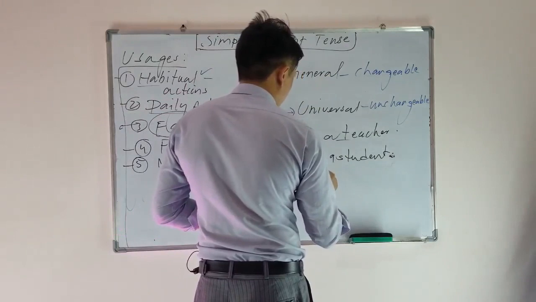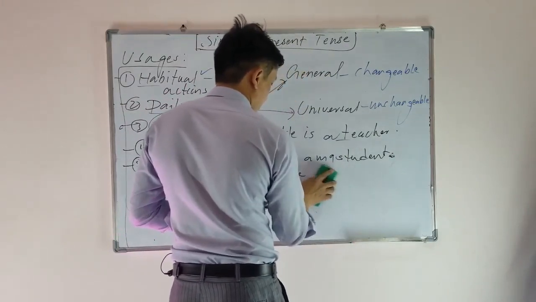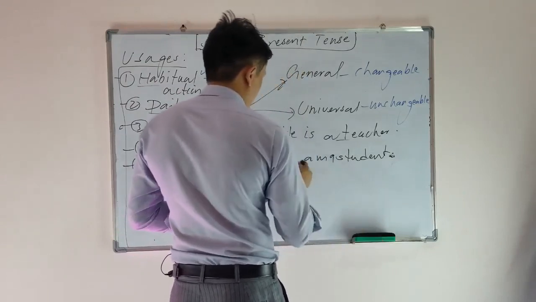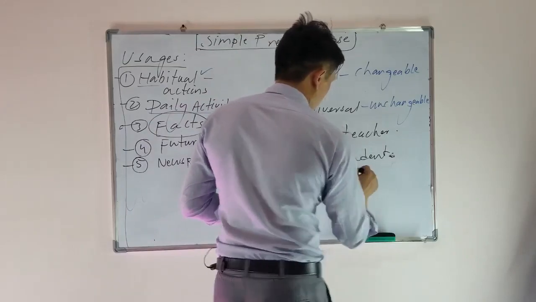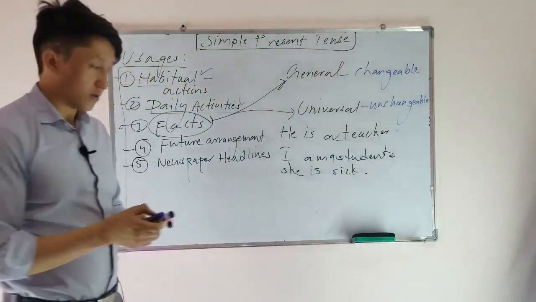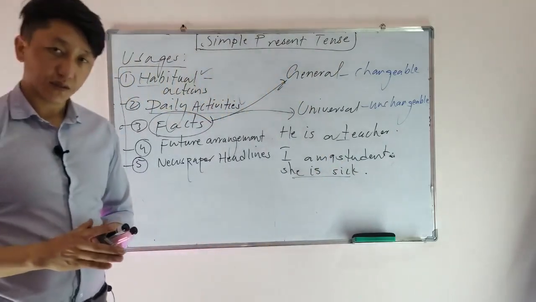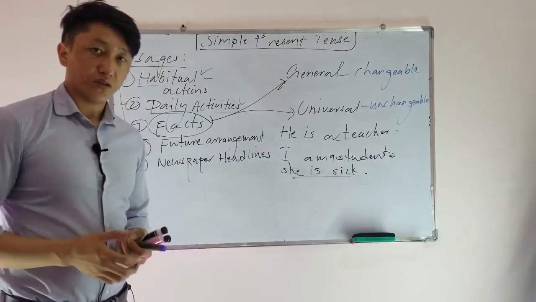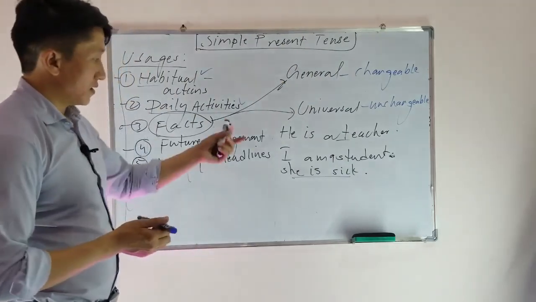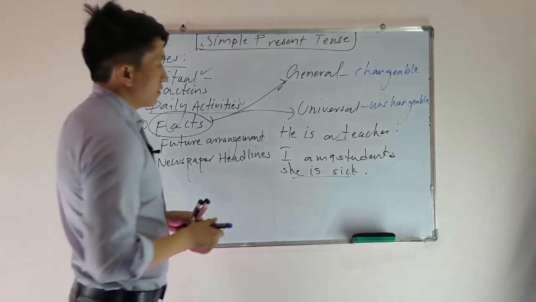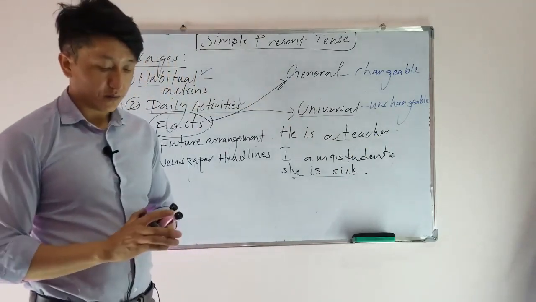Or next one, for example, if I say she is sick. If I say she is sick, so now this is simple present tense. Now she cannot be sick all the time. This fact can change. Or if I say I teach English. Now if I say I teach English, so it can change. Now this is the general fact. But if I have a universal fact, it belongs to universal law, so that's why it cannot be changed.